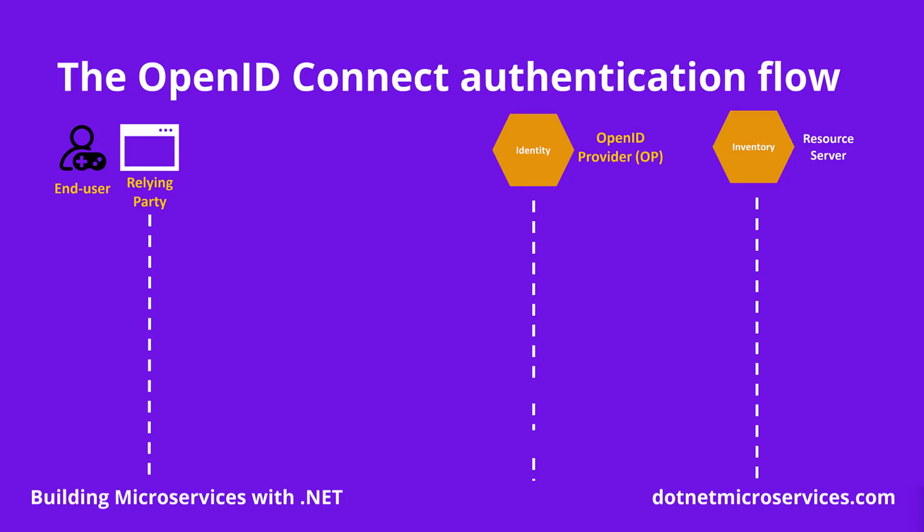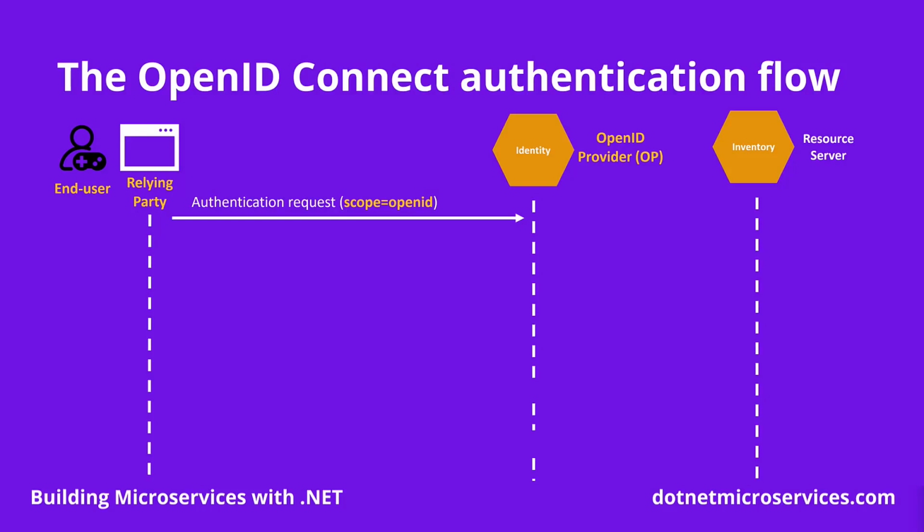The flow starts the same way as with the OAuth 2 flow, but a key difference is that in the authentication request, a very specific scope called OpenID is required. This is really the only thing that signals to the OpenID provider that the relying party needs authentication. Other optional standard scopes could also be used here to retrieve additional claims about the end user.